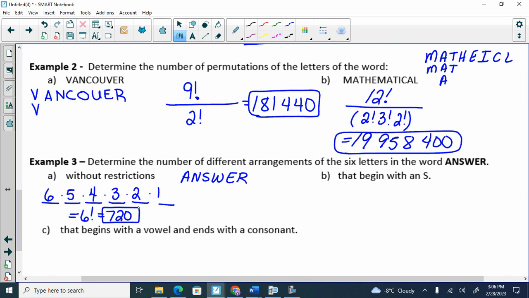Then it says that begins with an S. So we still have 6 letters. Begins with an S. How many S's are in answer? 1. Then how many letters do I have left? 5, 4, 3, 2, 1. So it's just 5 factorial, or 120.